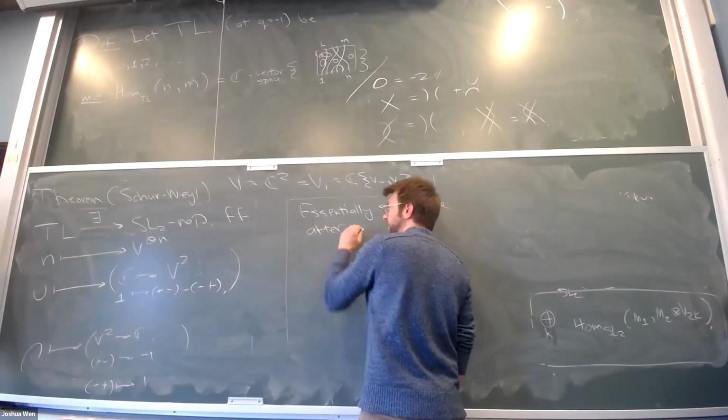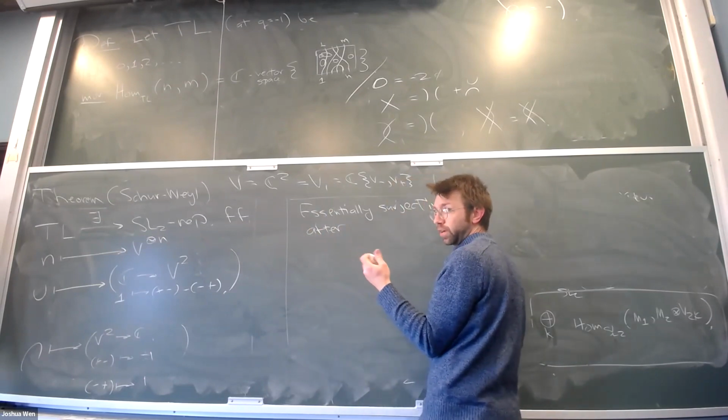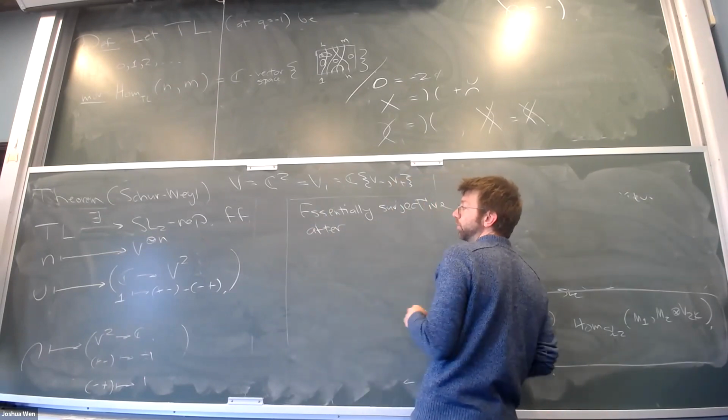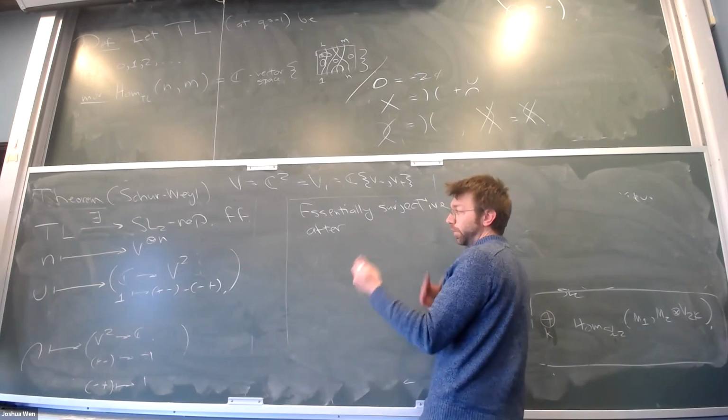So it's an equivalence of categories. Maybe you should call it a Morita equivalence of categories. It's a functor which becomes an equivalence of categories after adjoining direct summands and direct sums.